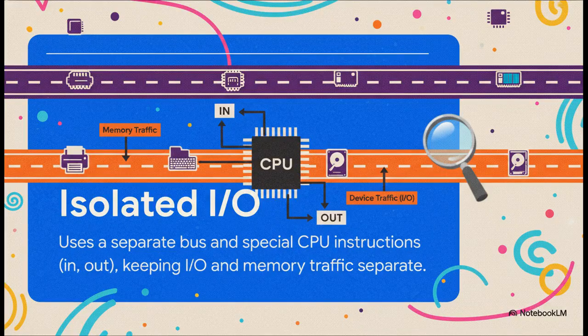Now, the other way to do this is with what's called isolated I/O. Here, you basically build a whole separate communication highway just for the devices. This is great because it means the traffic for memory and the traffic for devices never get in each other's way. But there's a catch. The CPU now needs special on-ramps and off-ramps, these new in and out instructions, just for this special highway, which makes the CPU itself more complex.